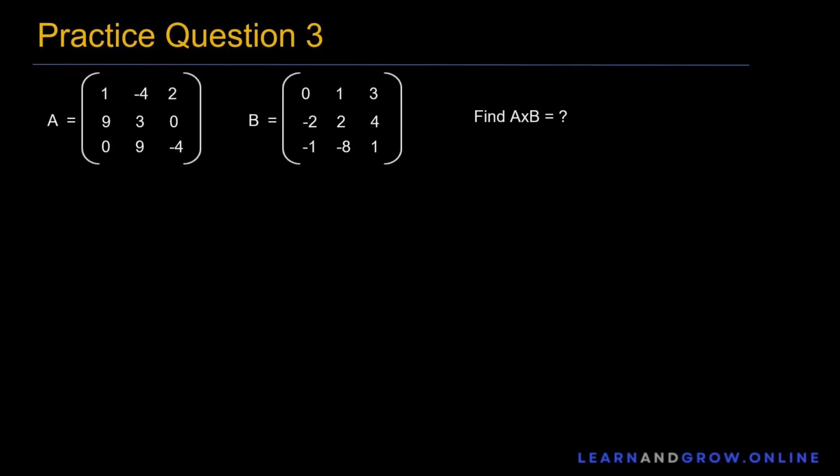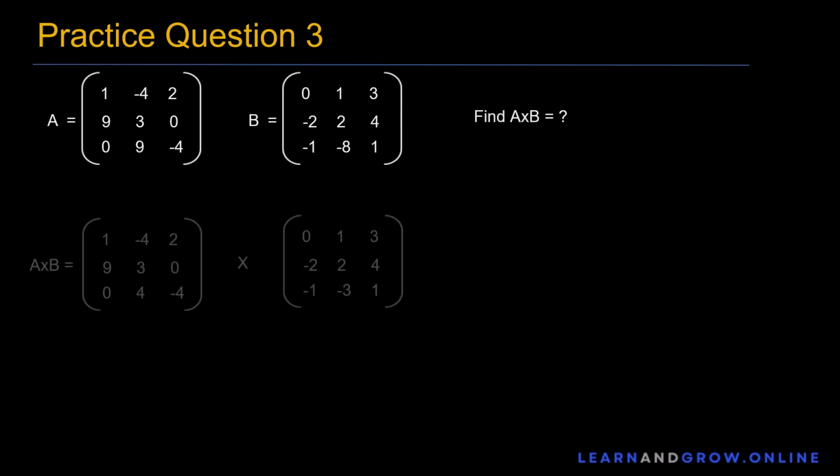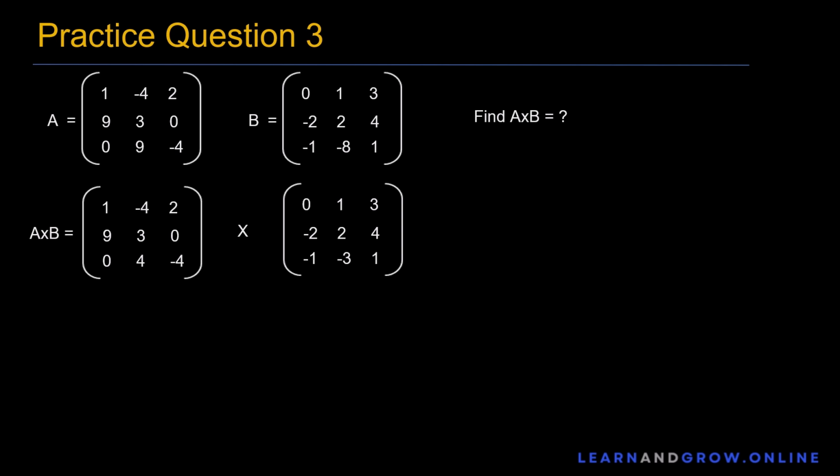Here it is, your final challenge. This one brings everything together. The dimensions work out, the numbers are trickier, and you're expected to calculate the entire resulting matrix. Focus on accuracy, row by column, one entry at a time. If you've made it this far, you're already ahead. Now it's time to prove you've mastered the method.